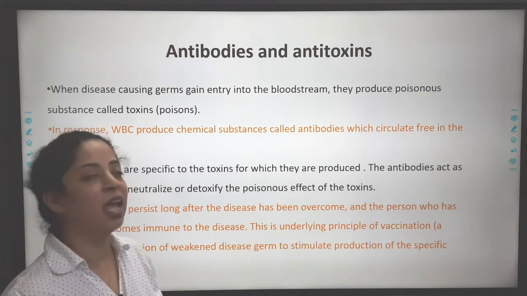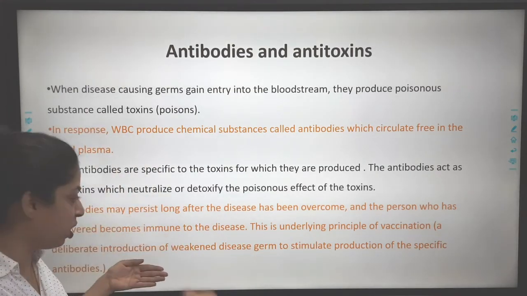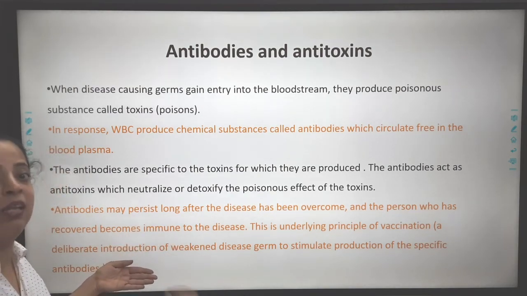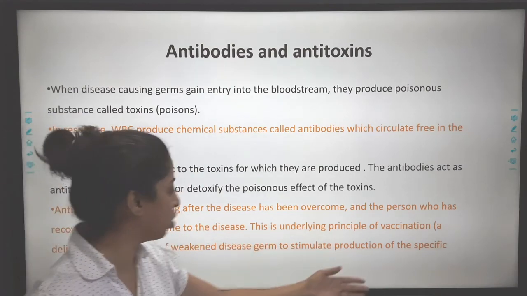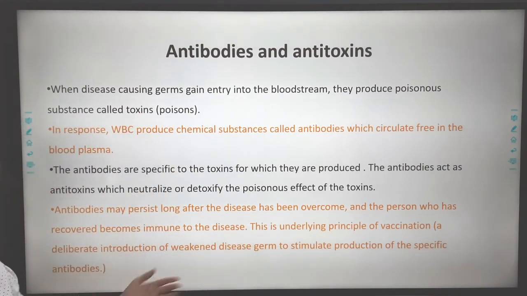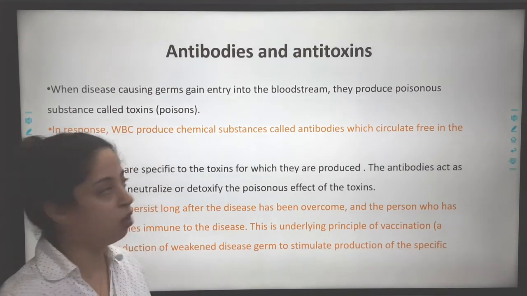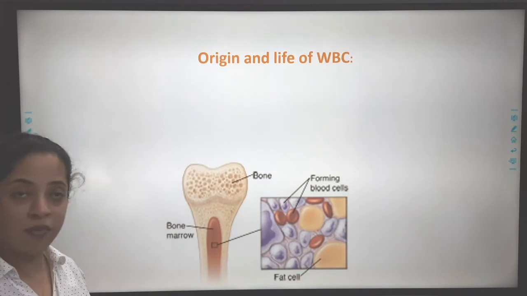This is the underlying principle of vaccination. That is a deliberate introduction of weakened disease germ. Means you put the disease germ deliberately into your body. Why? To stimulate the production of specific antibodies. I hope you have understood antibodies and antitoxins very well now. Now let us study about the origin and life of WBC.